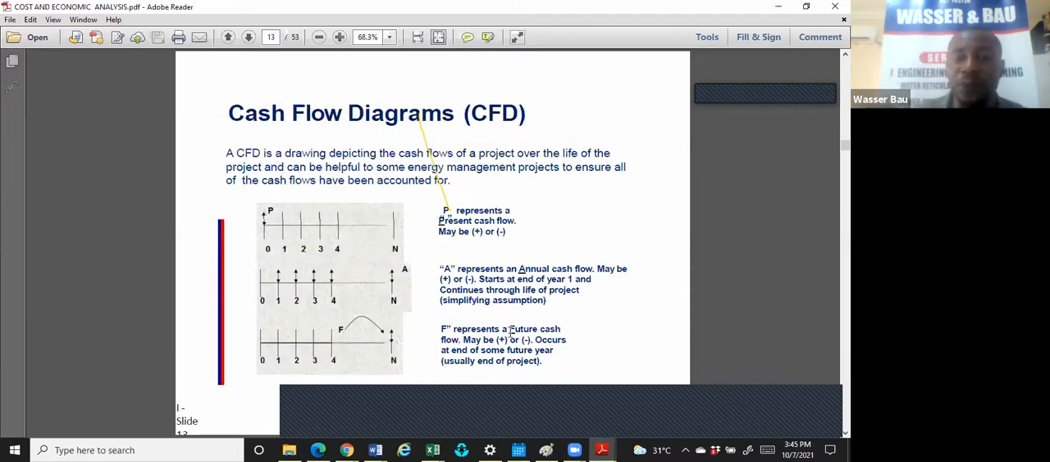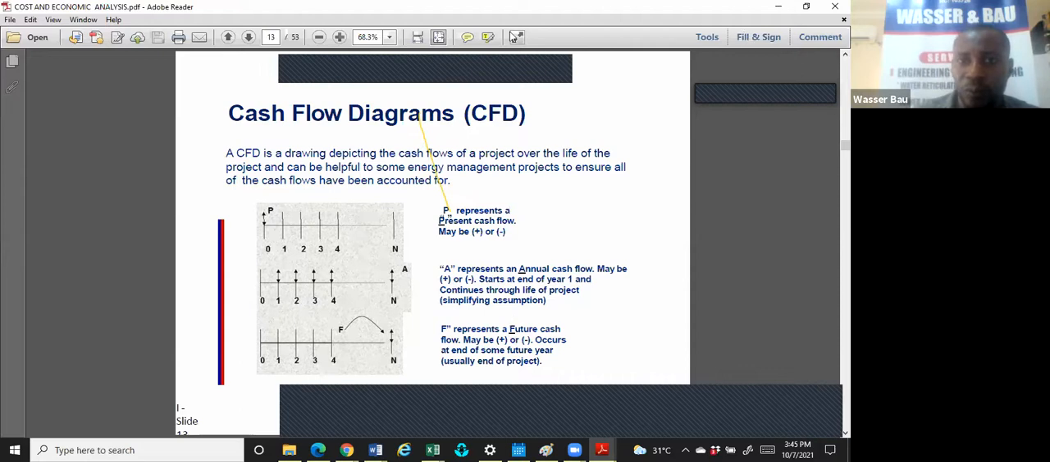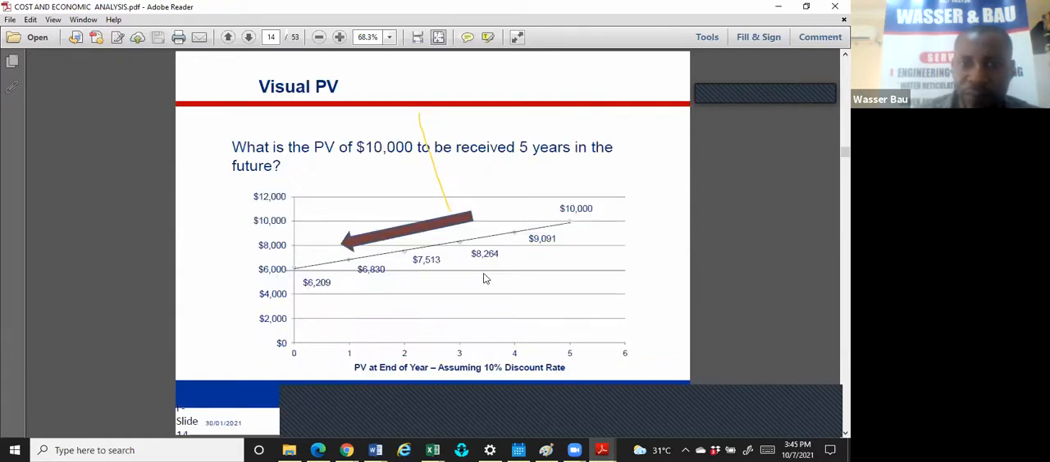So this is what the cash flow diagram looks like. Anything that comes in, positive, goes up, and anything that's negative goes down. That's what cash flow looks like. You can read this and understand this. So look at what we're talking about.